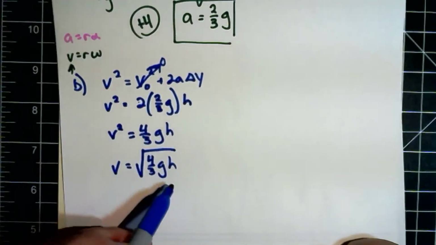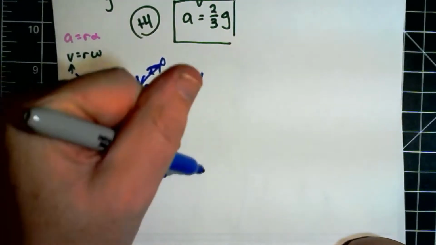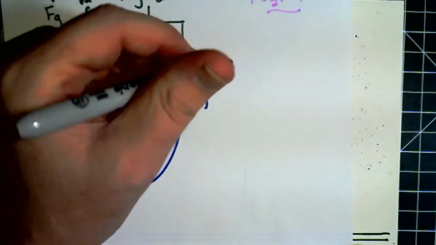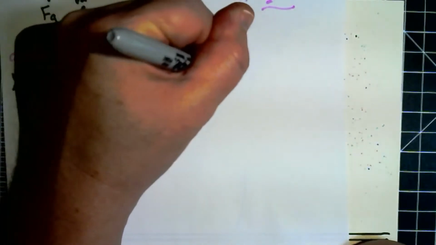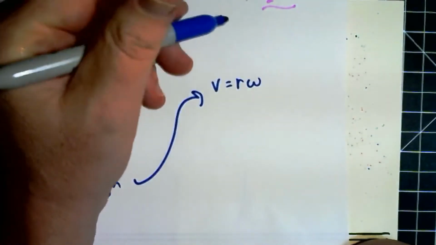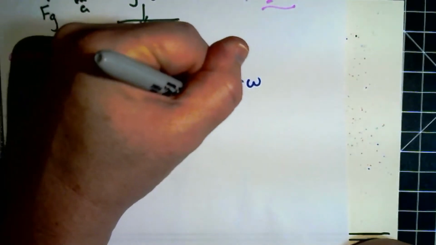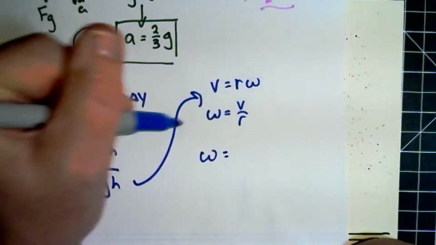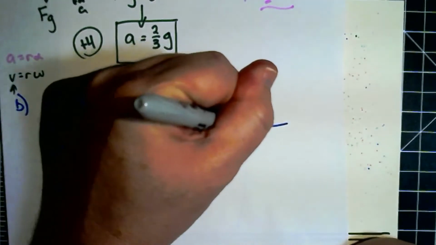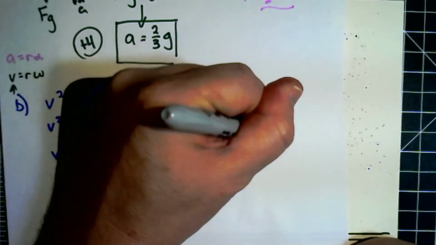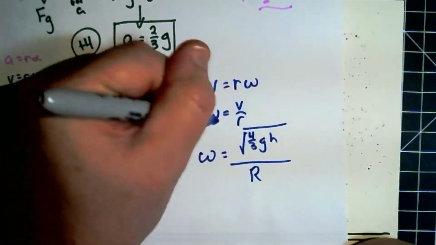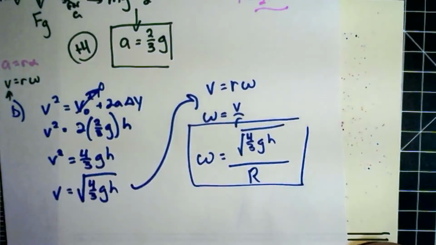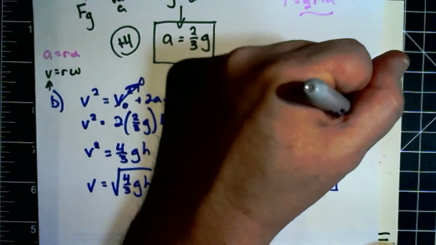All right, so that's how fast it'll be moving linearly, but the question asks for how fast it is moving in a radial direction. So since v is equal to r omega, omega is v over r. So in this sense, omega is going to be the square root of 4/3 gh divided by the radius. And that question is worth plus 3.